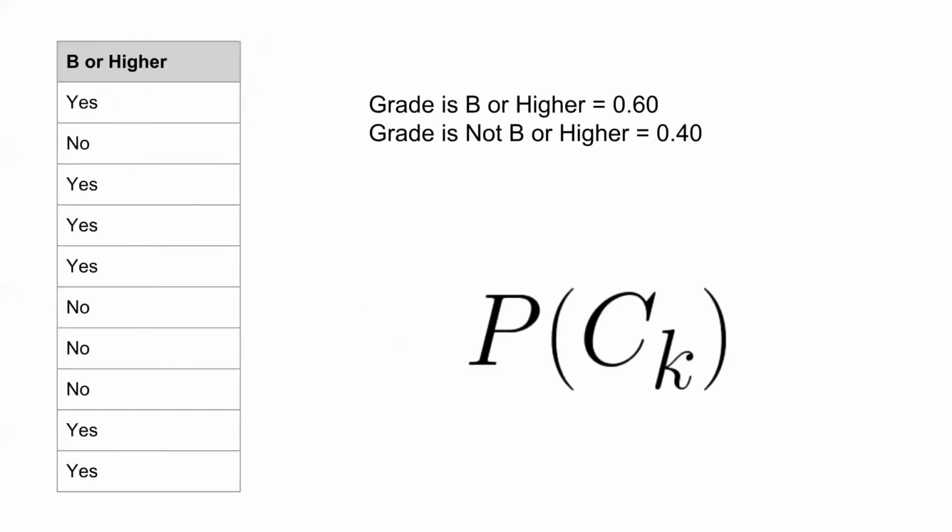After looking at my data from years past, I found out that 60% of the class got a B or higher and 40% did not. Now, if you're taking Capstone 2 next semester, do not worry about that, because this is not true. These numbers are not real. These are just examples.